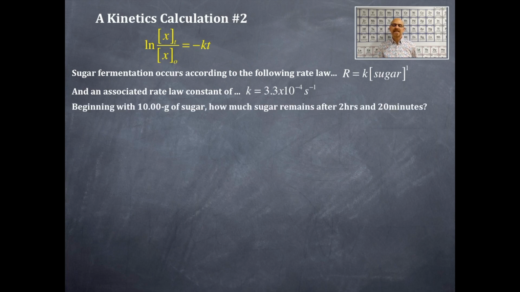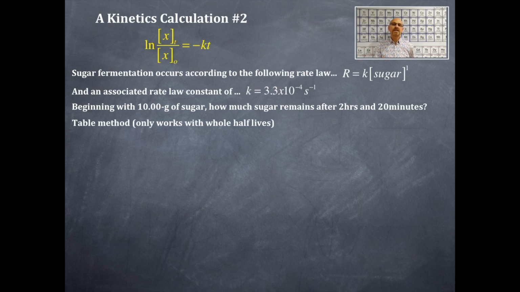Okay, beginning with 10 grams of sugar, how much sugar remains after 2 hours and 20 minutes? So, okay, it's first order kinetics. We got our rate constant, we got our integrated first order rate law, and we have our initial concentration of 10 grams of sugar. And we have our total time. Our total time is 2 hours and 20 minutes.